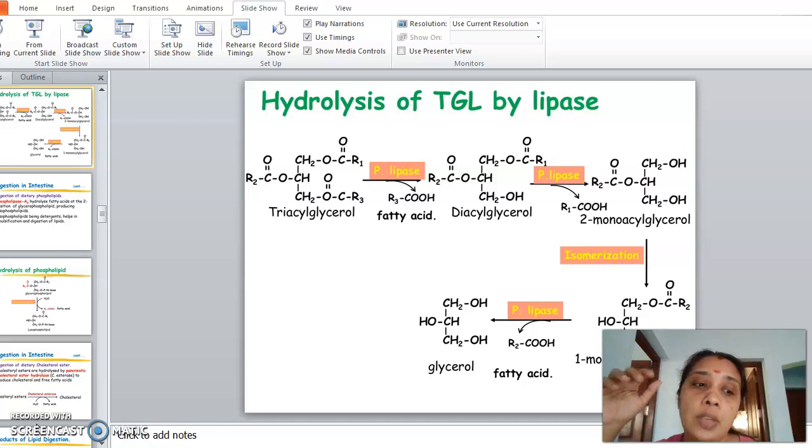Right. So the digestion of lipids gets initiated in the oral cavity with the help of lingual lipase. What's the function of lingual lipase? It mainly catalyzes the digestion of milk fat, because lingual lipase and gastric lipase can digest only short chain fatty acids, in dietary contents having only short chain fatty acids.